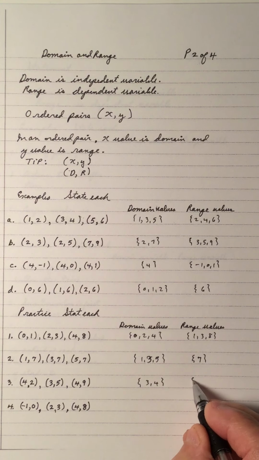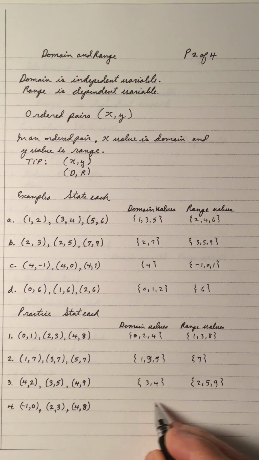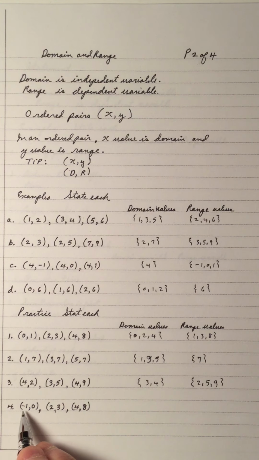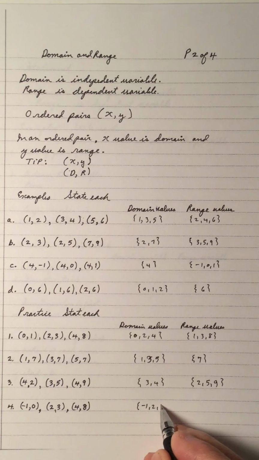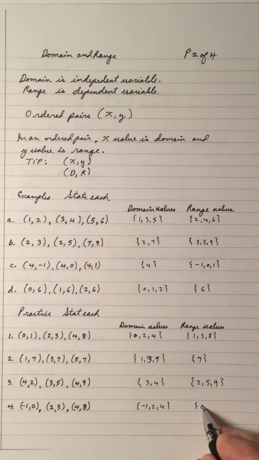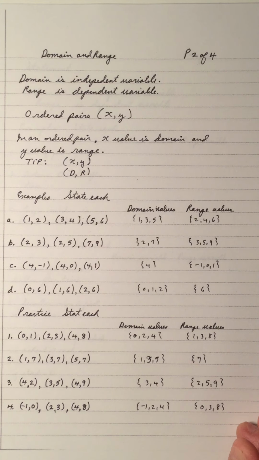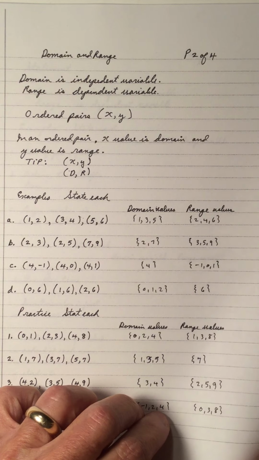2, 5, and 9 are the Y values. And we have a -1, 2, and 4. Domain is the X values. Range is the Y values, 0, 3, and 8. And a repeat in ordered pairs. Domain is the X, range is the Y values.